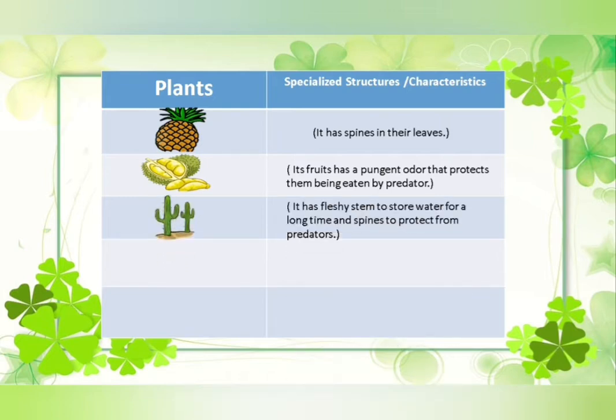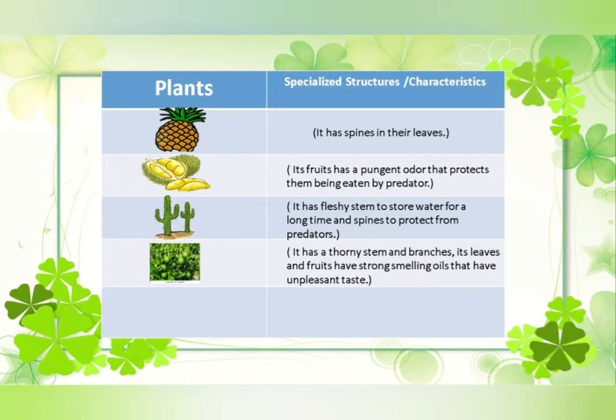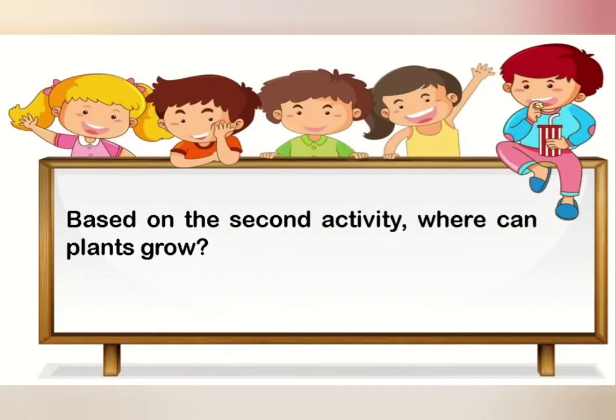Cactus, it has a fleshy stem to store water for a long time and spines to protect from predators. Next is lemon. It has a thorny stem and branches. Its leaves and fruits have smelling oils that have unpleasant taste. And the last one, it has a sharp leaf that might cause you harm.